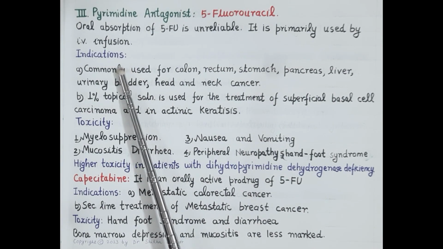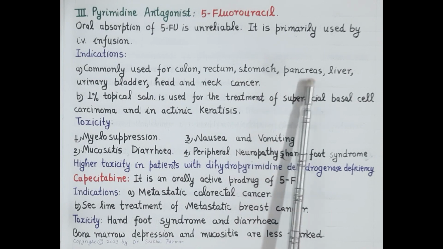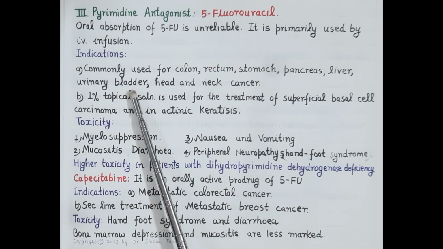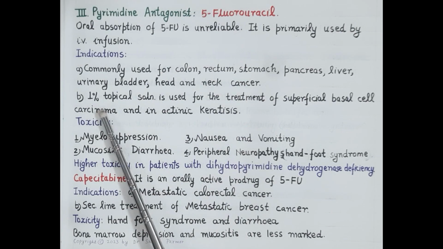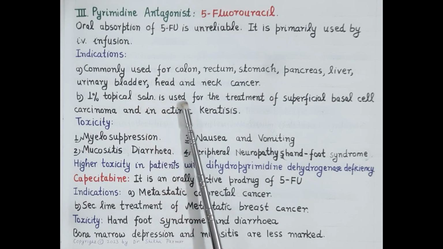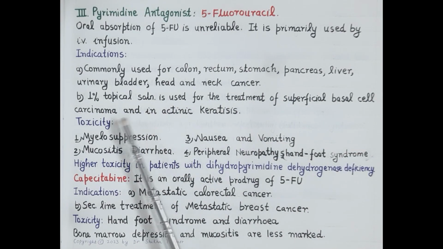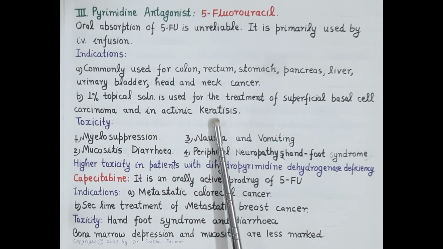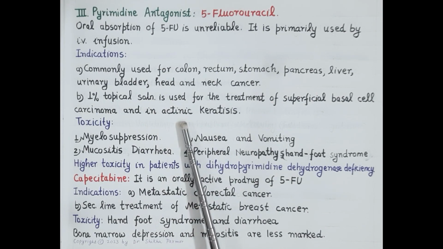Then the indications of 5-fluorouracil. 5-fluorouracil is commonly used for colon, rectum, stomach, pancreas, liver, urinary bladder, and head and neck cancer. Besides this, a 1% topical solution of 5-fluorouracil is used for the treatment of superficial basal cell carcinoma and in actinic keratosis. So, these are the indications of 5-fluorouracil.